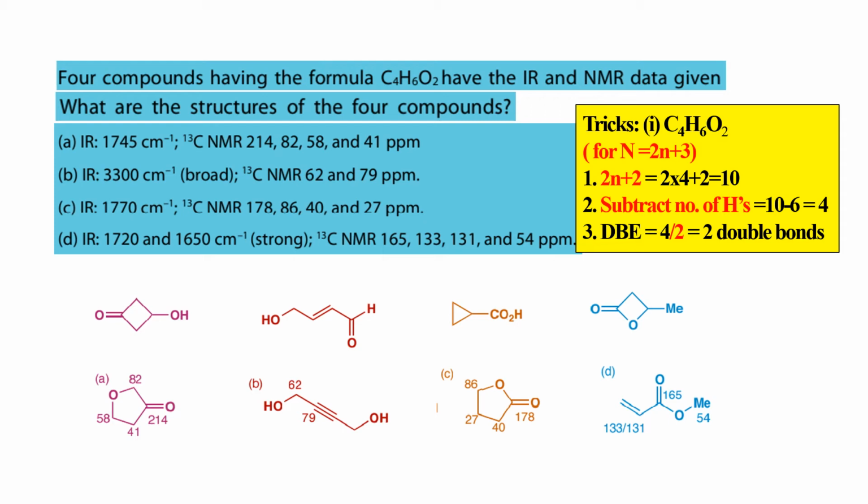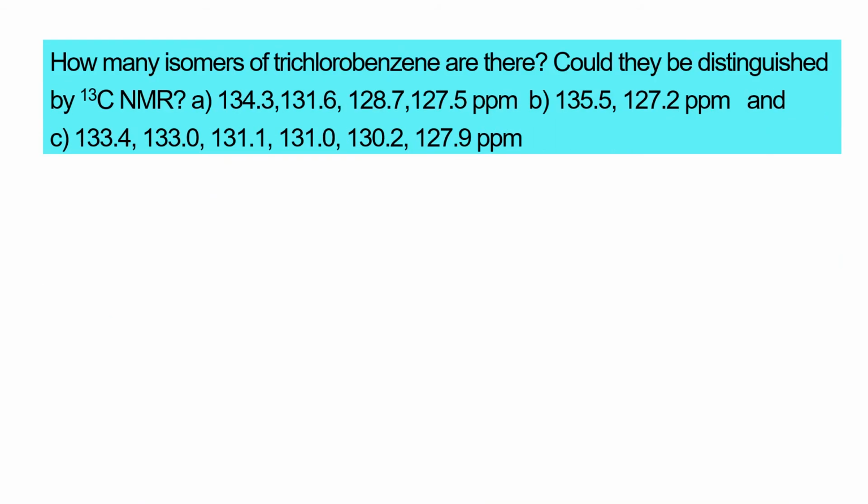Okay, the next is, how many isomers of trichlorobenzene are there? Could they be distinguished by C13 NMR? See, 3 compounds are given. The trichlorobenzene, we know very well that. What is the trichlorobenzene? How many isomers are there? Trichloro means 3 chlorines are there. In 3 chlorines, we can put them in the ortho position. All the chlorines, we can place in an ortho position also. I'll show you the structure. What is this? See here.